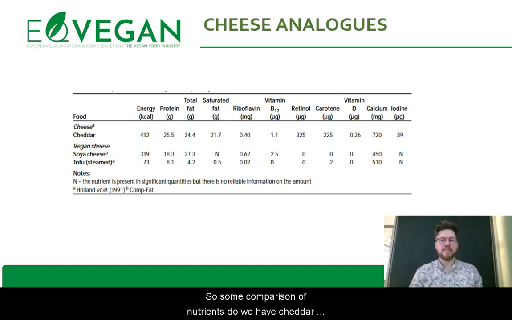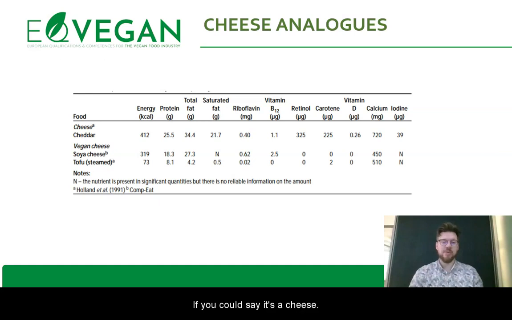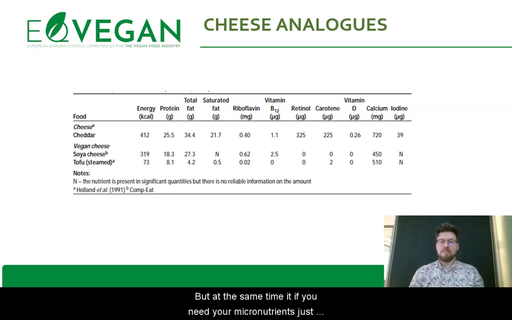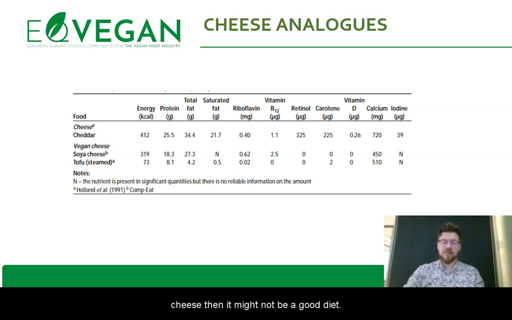So here's some comparison of nutrients. We have a cheddar cheese on the top line, and then we have two forms of vegan cheese. We've included tofu in this because it's quite close, actually. You could say it's soy cheese also. Excluding the tofu, you can see that they are roughly similar. Of course, again, the micronutrients are in favor of the dairy cheddar. But at the same time, if you need your micronutrients from just cheese, then it might not be a good diet as such.